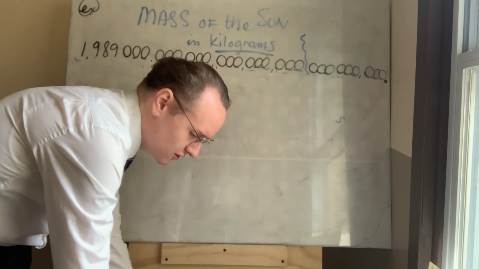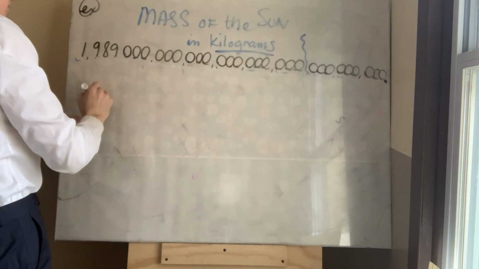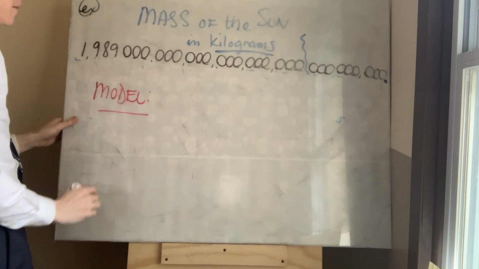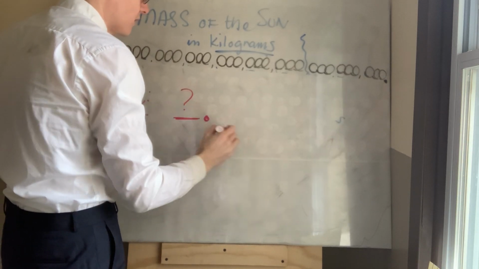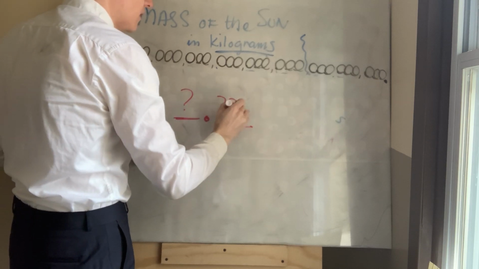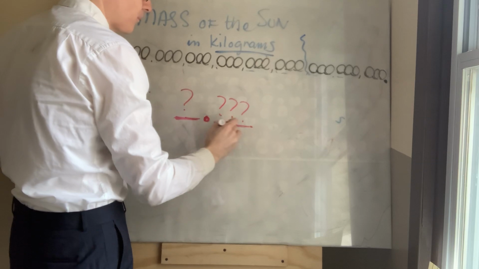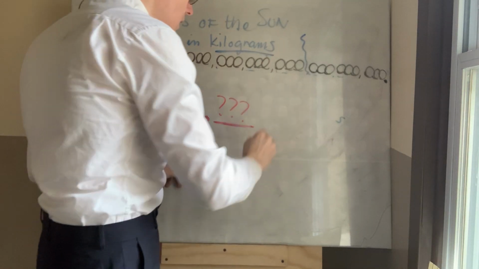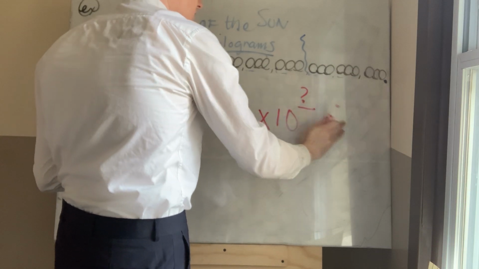For something to be in scientific notation, it must basically fit into a model like so. There would be a digit sitting up in the front, and then whatever amount of digits after it, barring some situation where you have significant figures. You don't have to worry about that. Times some 10 to some exponent.